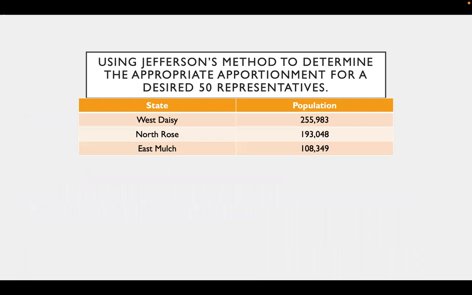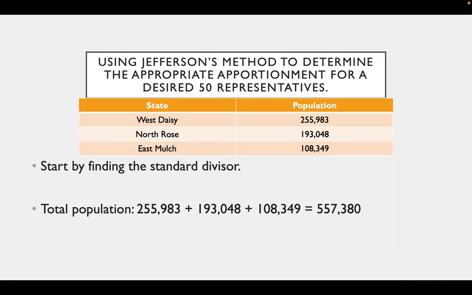So let's use Jefferson's method to determine the appropriate apportionment for a desired 50 representatives. We have 3 states, West Daisy, North Rose, and East Mulch, with populations given. Let's start by finding the standard divisor. So I add the 3 populations together, 255,983 plus 193,048 plus 108,349 for a total population of 557,380. Now that I have that total population, I divide by my desired 50 representatives to get my standard divisor of 11,147 and 6/10.